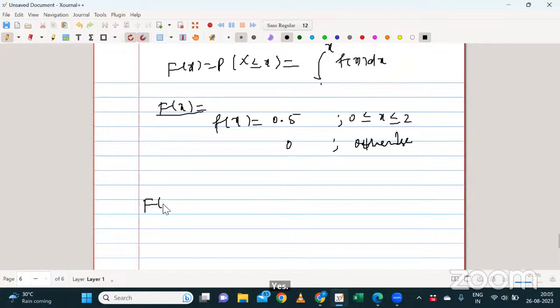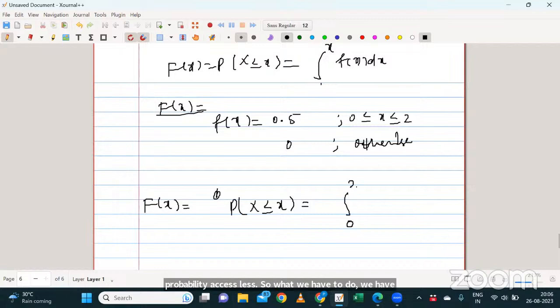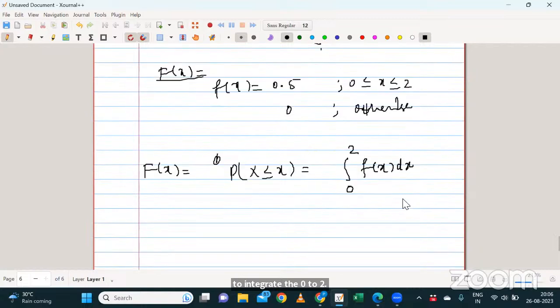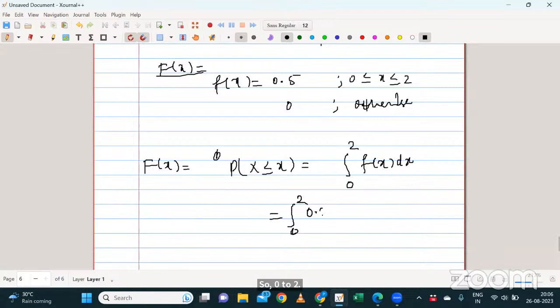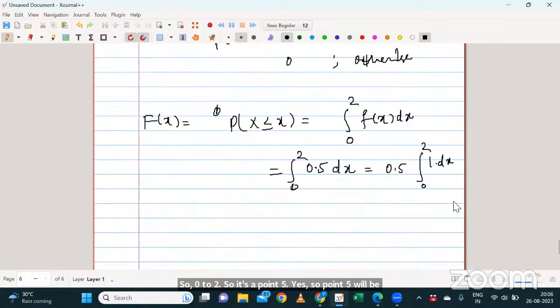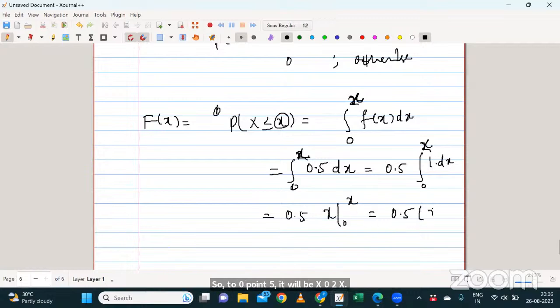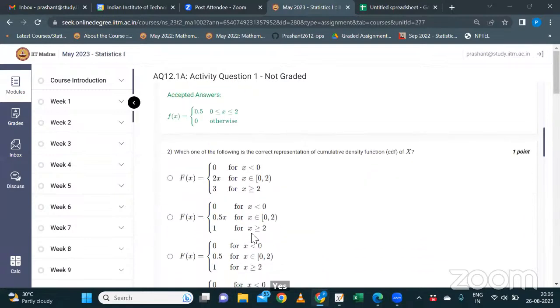Now, what is the capital F x? Capital F x is nothing but integration. First of all, probability that capital X is less than or equal to small x, right? So we have to integrate small f x dx from 0 to x. It's 0.5 dx, so 0.5 will be outside the integration, and the integral of dx is x. I made a mistake earlier: it's x, not 2, because we have to integrate till x. No one has pointed it out. So from 0 to x, if you put the upper limit, it will be 0.5x minus 0, which is 0.5x. So the CDF will be 0.5x for x between 0 and 2. Before 0, it will be 0. And for x greater than or equal to 2, it will take value 1. Okay.